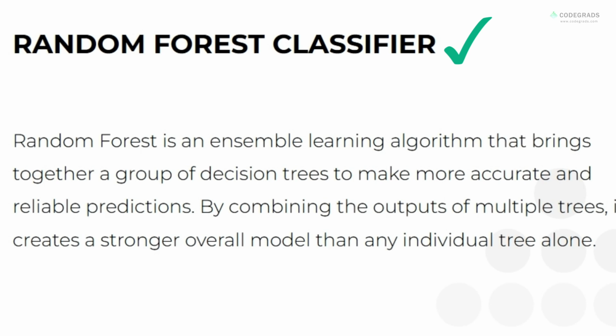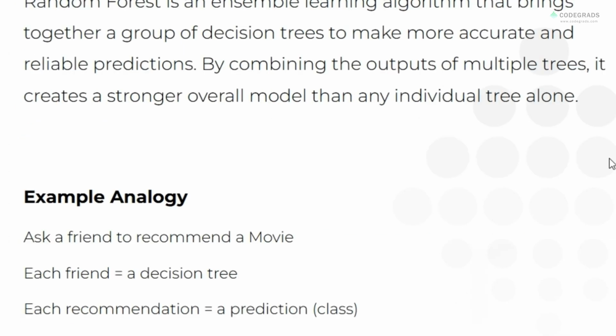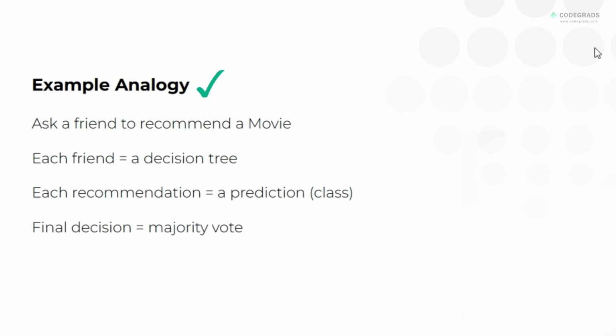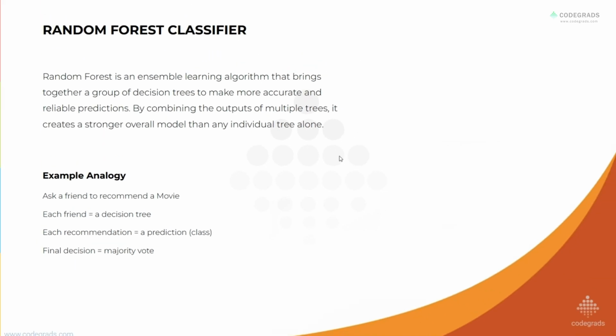Let's try to understand the core concept with an analogy. Say you're trying to decide which movie to watch. Instead of asking just one friend, you ask 10 friends, because one friend might give a biased opinion. So you go with the movie that most friends have recommended. In this case, each friend becomes a decision tree, each recommendation is a prediction or a class, and the final output of the prediction is the majority vote.